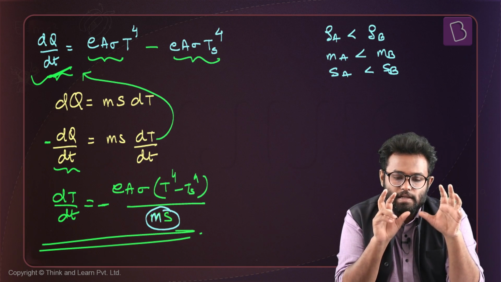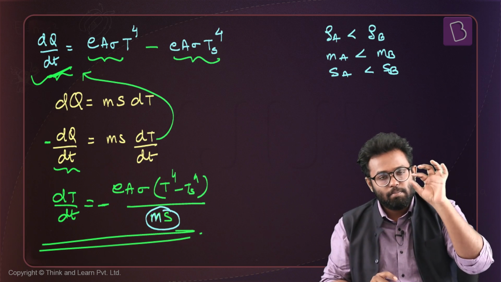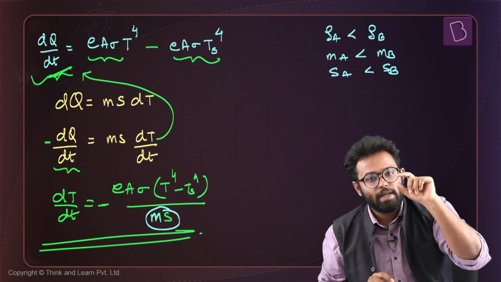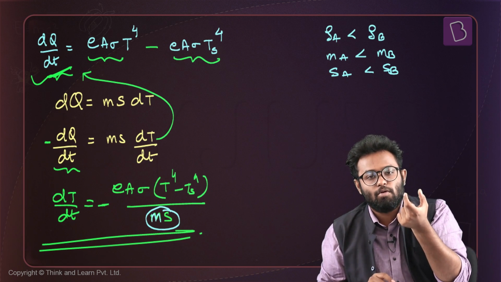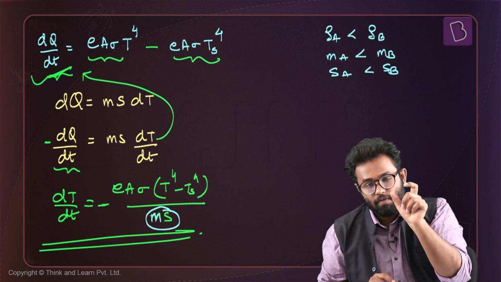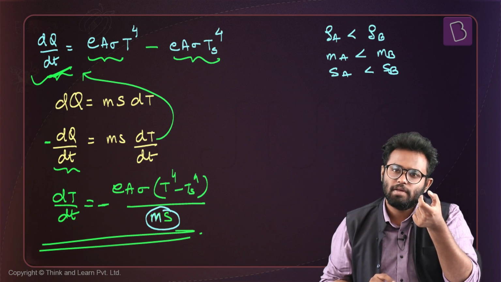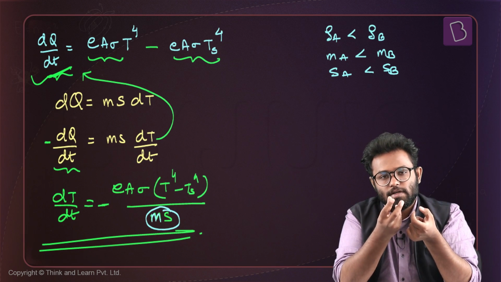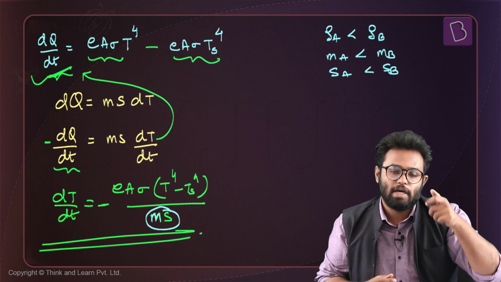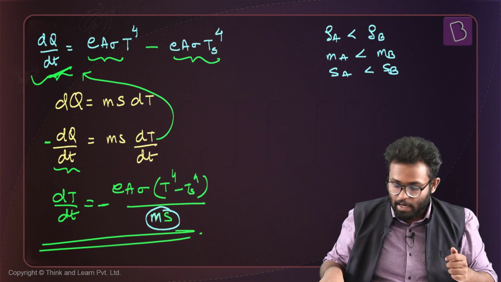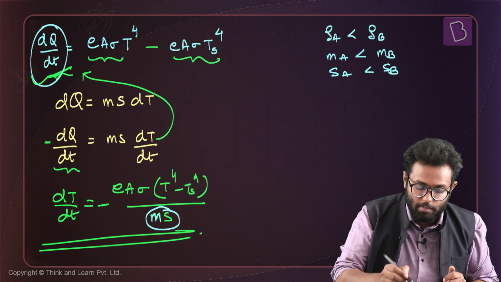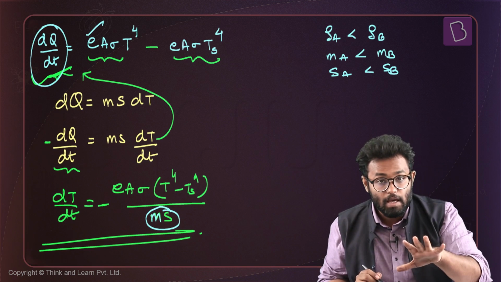What does that tell us? It tells us that to change the temperature of that object by 1 degree Celsius, I need MS amount of energy, right? If MS is less, it means that with less energy itself, its temperature can be changed by 1 degree Celsius. So in this case, dQ by dt is given same, right? Because the emissivity is same for both of them.